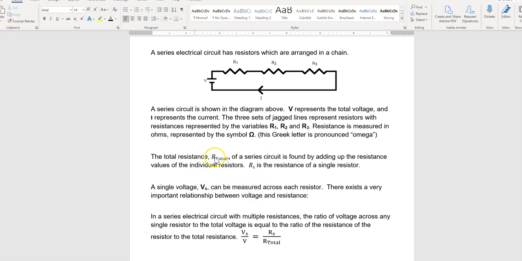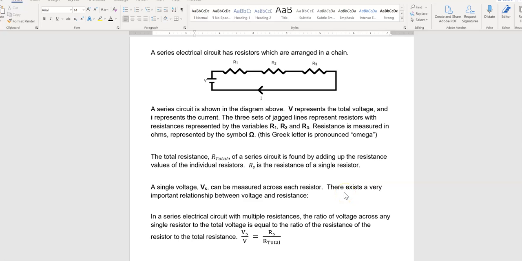So the total resistance, we say R subscript total, or R total. And then for a single resistor, we can say R sub S, so that stands for a single resistor. We have V for voltage, but we can also have V sub S, which is the single voltage measured across each resistor. So each resistor has a voltage associated with it.